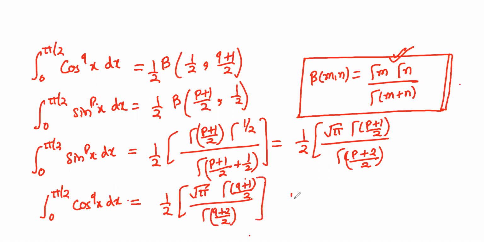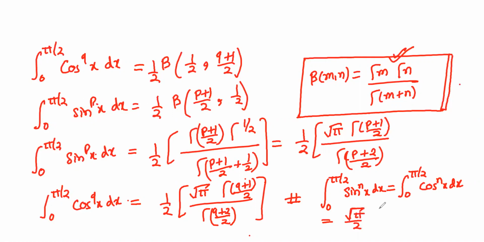So can I write, if p is equal to q, the integral from 0 to pi by 2 of sine to the power n x dx is equal to the integral from 0 to pi by 2 of cos to the power n x dx, which is equal to under root pi by 2 gamma((n plus 1) upon 2) divided by gamma((n plus 2) upon 2). Please write it down.